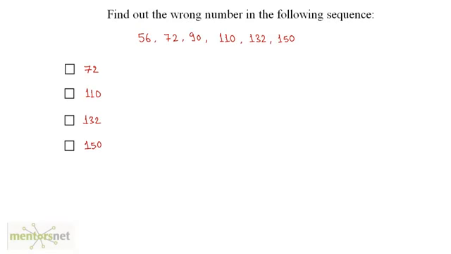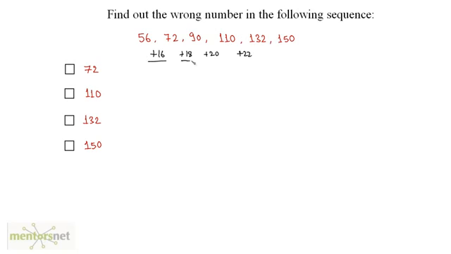So find out the wrong number in this sequence. Let us identify the relationship between the numbers and see what pattern is being followed. Well, to obtain 72, you need to add something to 56, right? You need to add 16 to obtain 72 from 56. Now to obtain 90 from 72, you need to add 18, right? And to obtain 110 from 90, you need to add 20, isn't it? And from 110, if you add 22, you get 132, right?